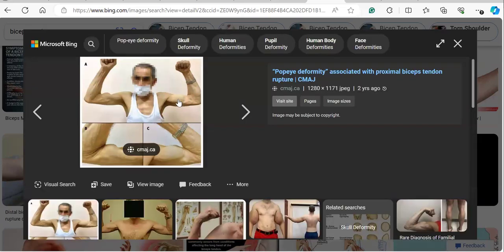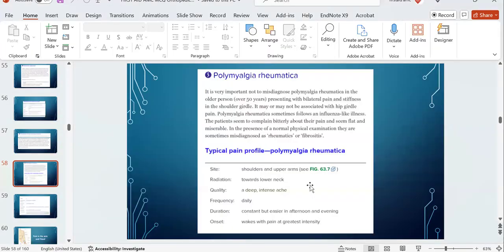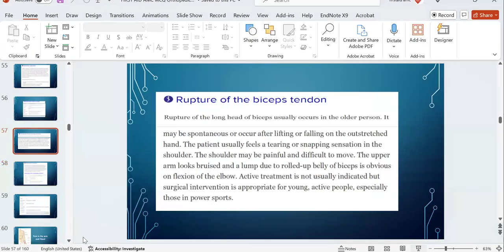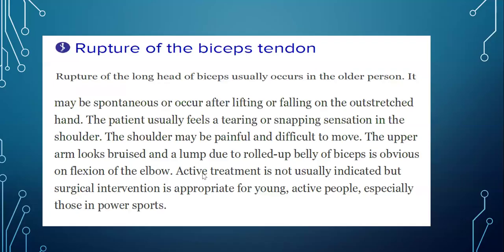So you can see that in this patient, if you compare both sides, you can see the rolled up belly of the biceps. That's what we can sometimes get in a biceps rupture. Okay. So for biceps rupture, active treatment is not indicated, but for young active people and those who do a lot of sports, you need to send them for a repair.